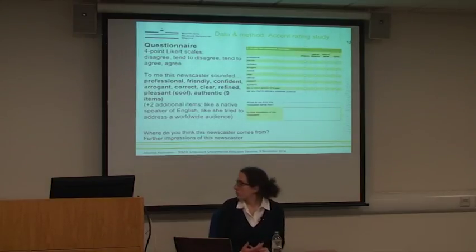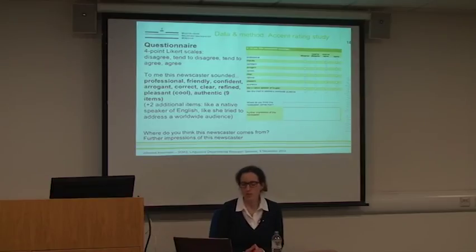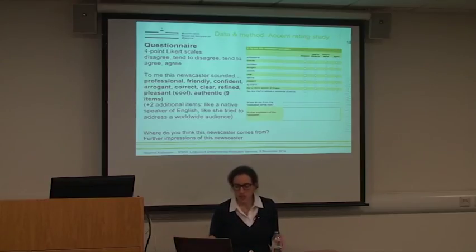I then had this type of questionnaire, so a 4-point Likert scale. People could choose between disagree, tend to disagree, tend to agree, and agree. And they were always asked to say something about the following question. To me, this newscaster sounded, or statement, and then one item: professional, friendly, confident, arrogant, correct, clear, refined, pleasant, and authentic. And for the athletes, pleasant was replaced by cool.